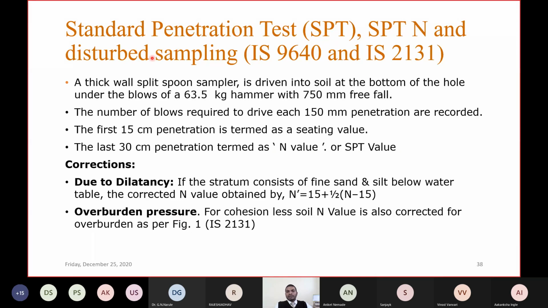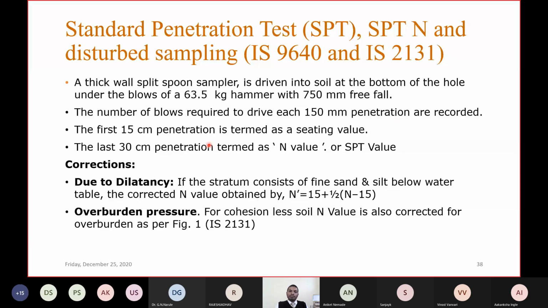In this SPT, the tube sampler utilized gives you disturbed samples; IS 9640 and IS 2131 are generally used. It is a thick wall split spoon sampler. It is driven into the soil at the bottom of the hole under the blows of a 63.5 kg hammer with a 750 mm free fall, 75 cm of free fall. The number of blows required to drive 150 mm penetrations are recorded.